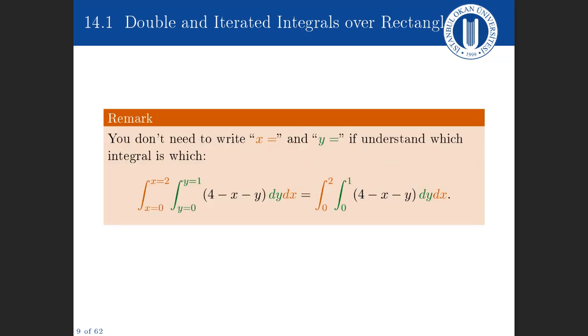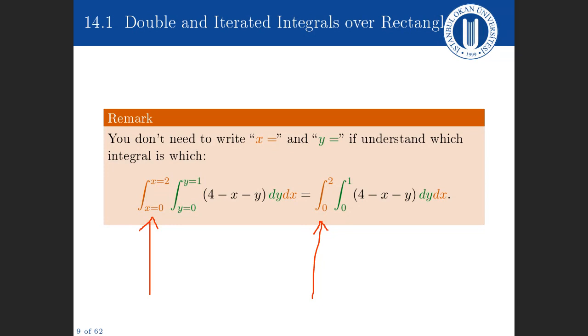Now let me remark, in the previous example I was writing x equal to and y equal to in the limits of integration. You don't have to write that as long as you understand which integral is which. In this formula, both types of notation mean the same thing. I could either write integral from x equal to 0 to x equal to 2, or I could just write integral from 0 to 2.